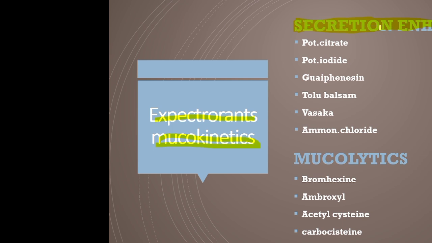And what are the examples under the secretion enhancers? Drugs like potassium citrate, potassium iodide, guaifenesin, tolu balsam, vasaka, and ammonium chloride. These are the drugs coming under the category of secretion enhancers. Among these, the natural ones are mostly tolu balsam and vasaka. These act as secretion enhancers under the category of expectorants or mucokinetics. And what are mucokinetics?